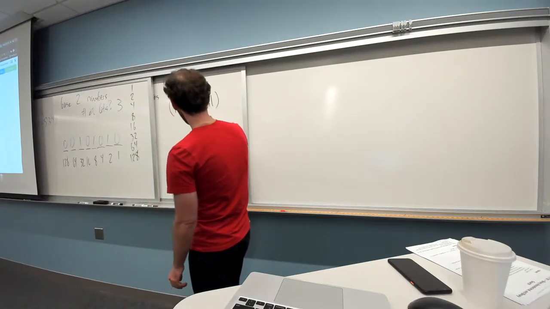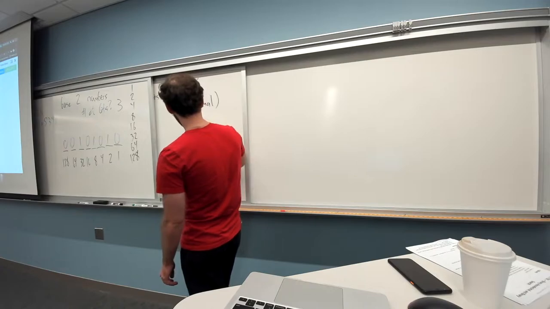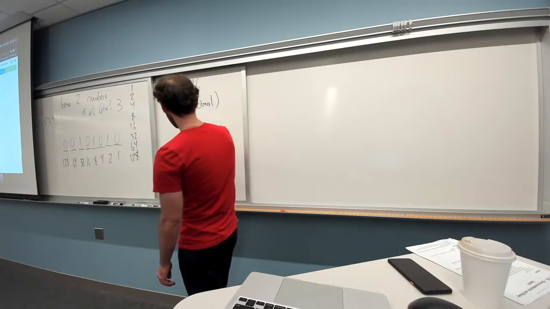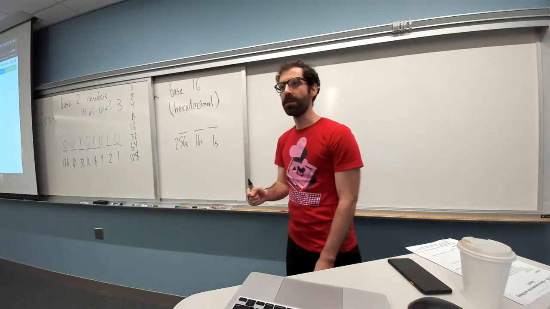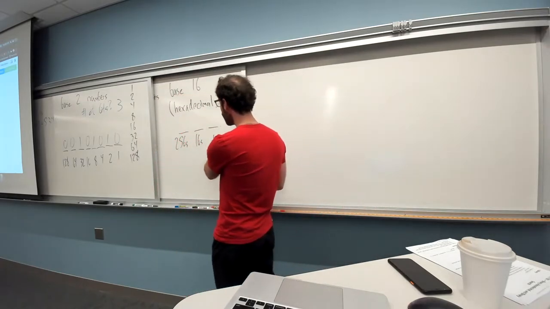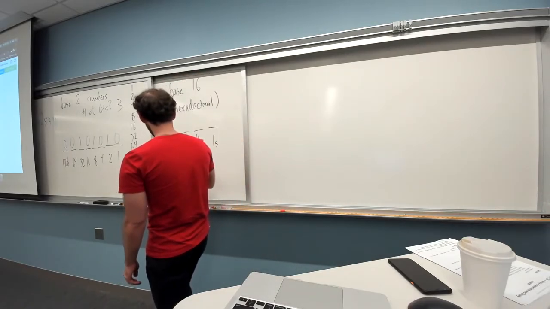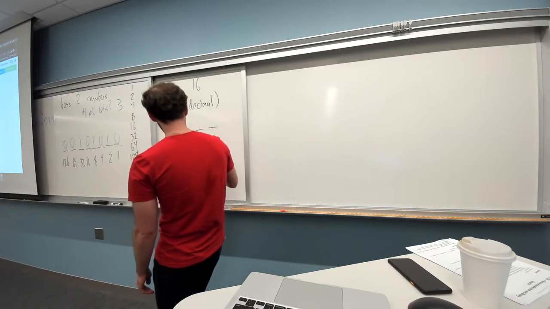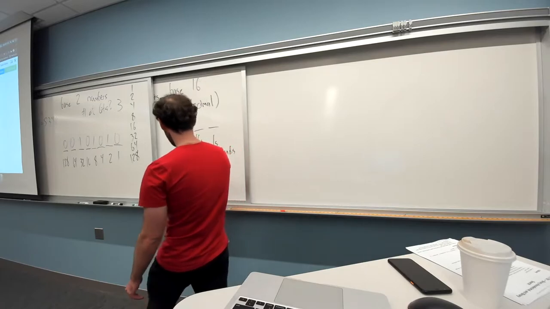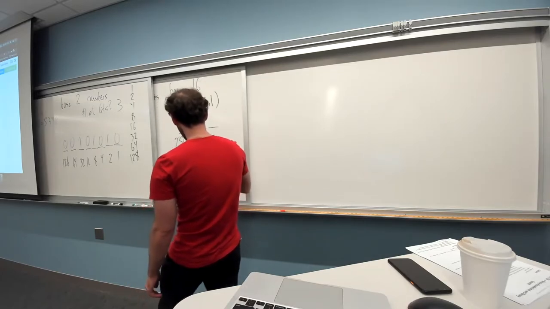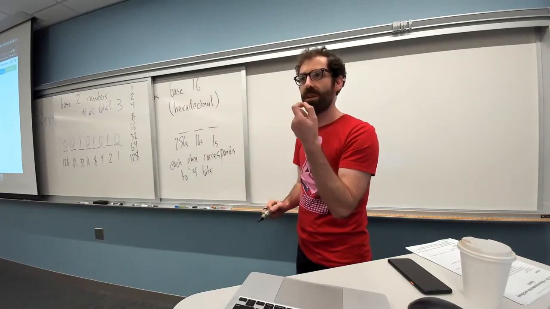When we have ones, a 16s, a 256s, and so on, each of these places is going to correspond to 4 bits.